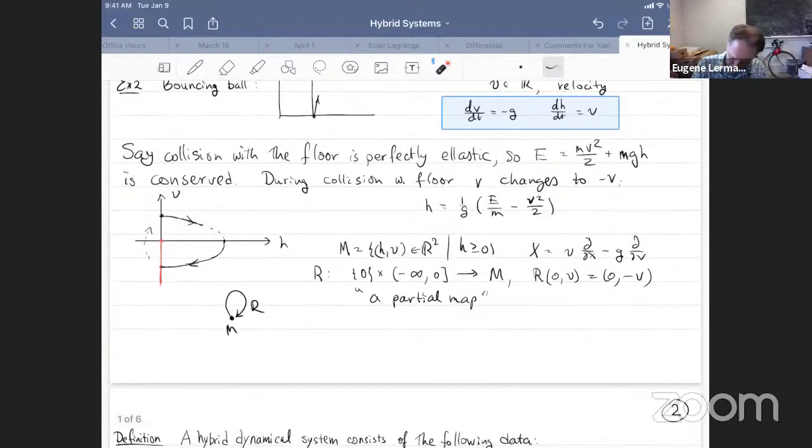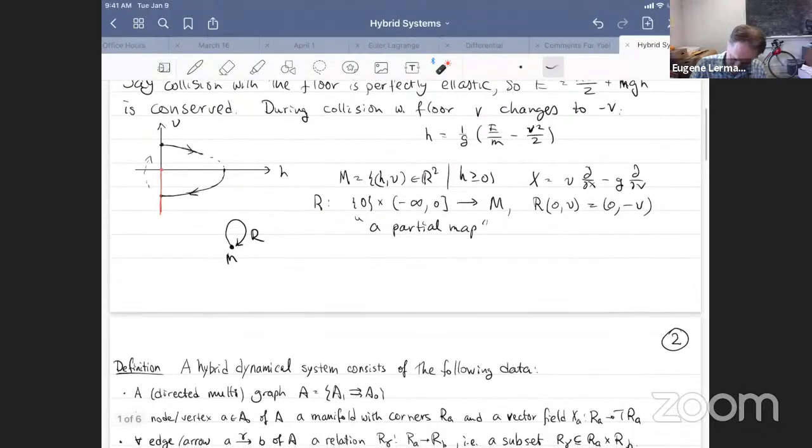So our phase space is a half plane. We have a vector field in the half plane, this one. And we have a reset map. It's defined like this. And it takes (h, V) to (h, minus V). The height doesn't change. Questions?